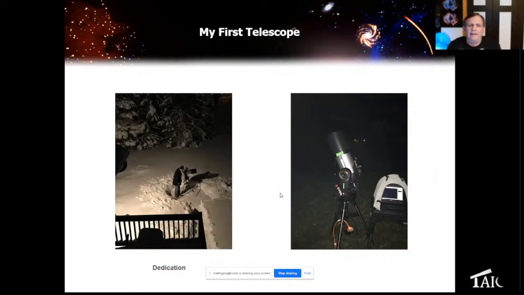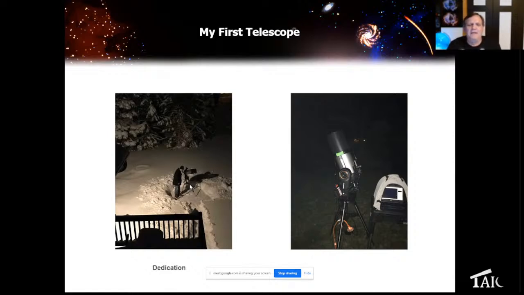This first picture here to the left, I think it was the first after I got my Celestron telescope from Starzona. We have a patio there at the top, and I have stairs going down, and I would shovel out a little path, and I would sit in the backyard just freezing, looking at the sky.